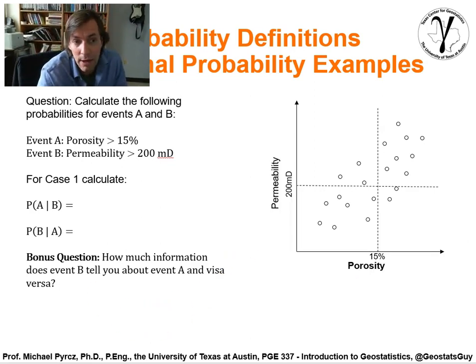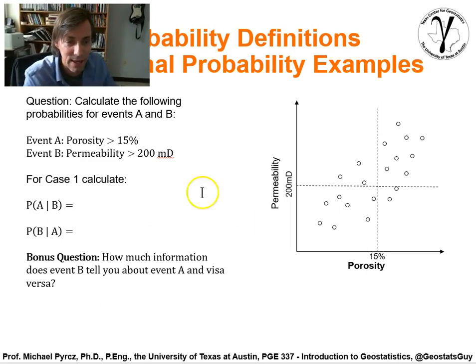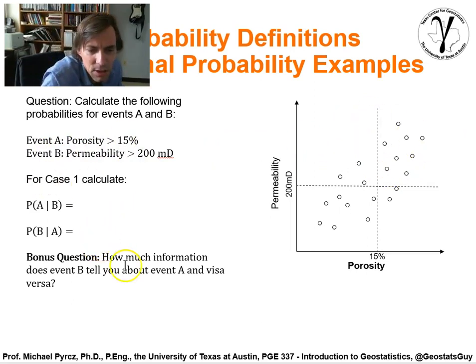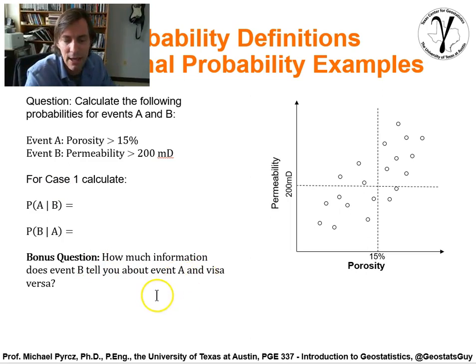This is going to be more point counting again, so this will be pretty straightforward, but it gets at a fundamental idea, and that is, how much does porosity tell you about permeability, and how much does permeability tell you about porosity? So go ahead and calculate the conditional probabilities of A and B, where event A is porosity greater than 15%, these points right here. Event B is permeability greater than 200 millidarcies, all these points up here. Calculate this and then give some thought to how much information does B tell you about event A and vice versa. Are they meaningful? You'll have as much time to work on this.